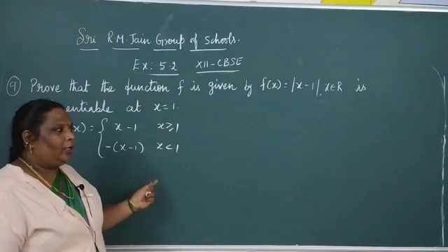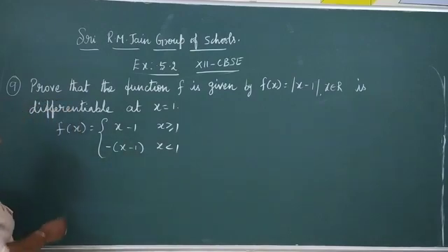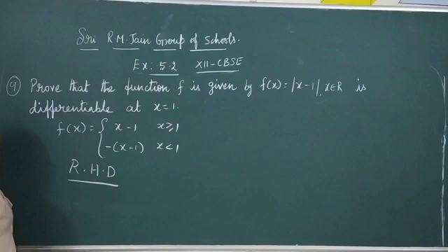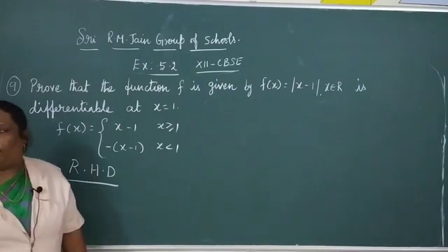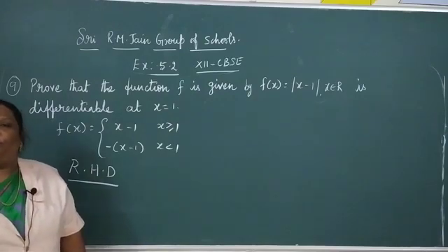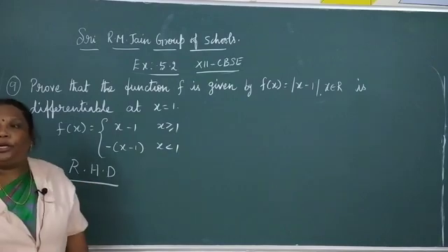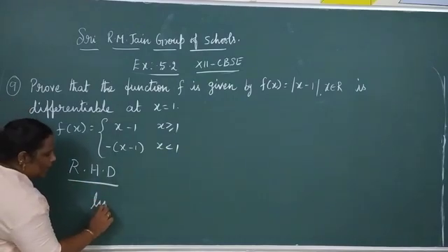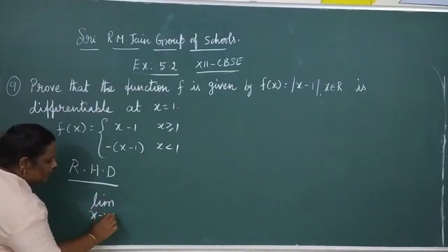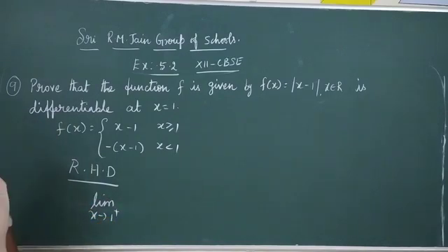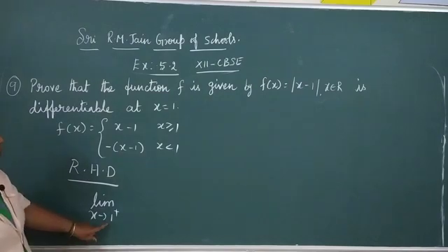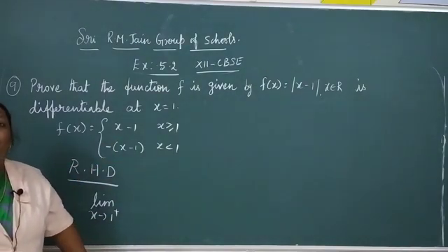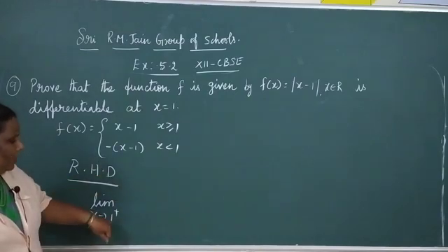Now we are going to see about the right hand derivative. We have already seen the left hand derivative. Left hand derivative, what value did you get? You got the value of minus 1. Now we are going to see the right hand derivative. The same thing, limit x tends to 1 plus. That is right hand side 1 plus, and the left hand side is 1 minus.